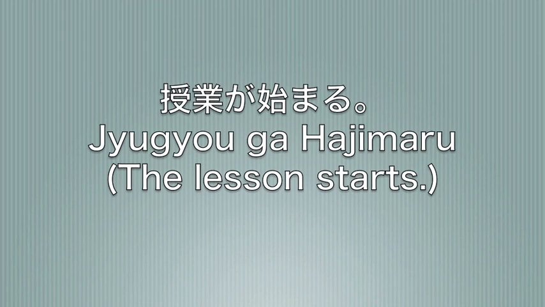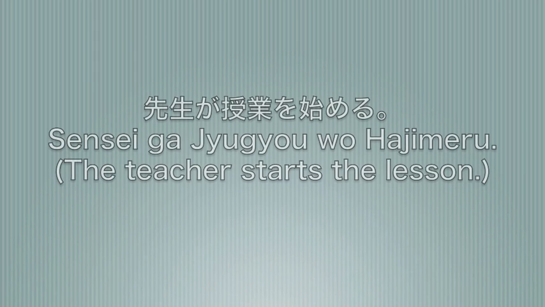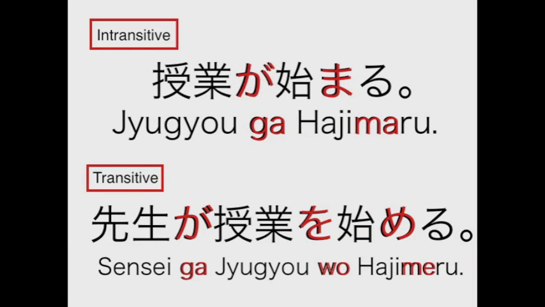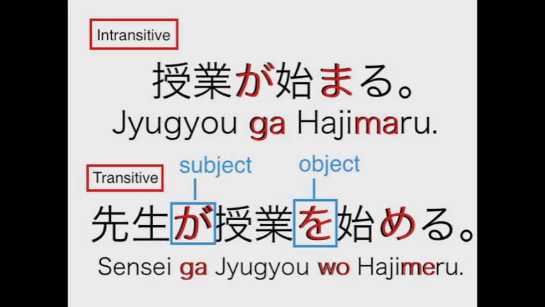授業が始まる。先生が授業を始める。So which sentence was the transitive one? The answer is the last one. The difference is that the intransitive sentence only has a subject, which is 授業, where the transitive sentence has both a subject and an object in form of sensei and 授業. Those two are marked by the particles ga and o.